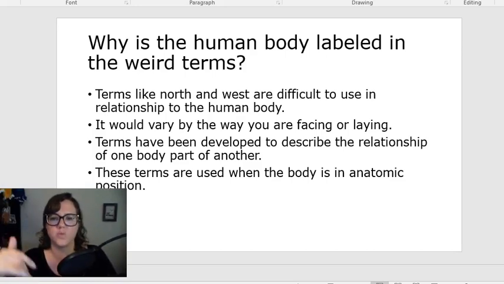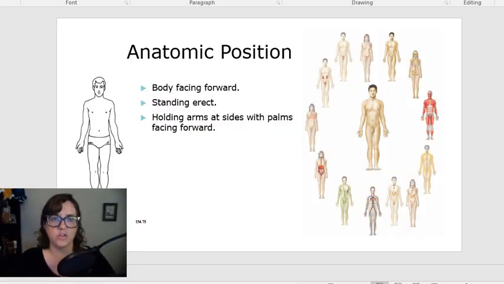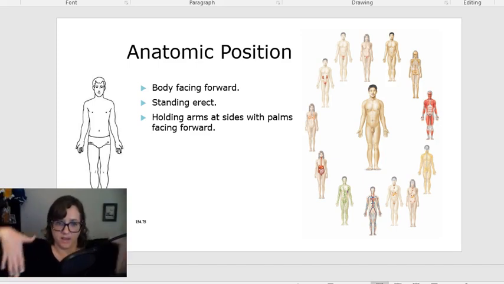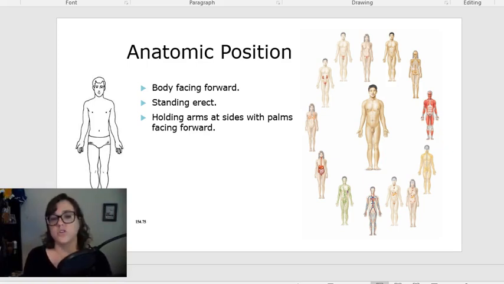One of the things we have to think about is how we develop this language. It all happens when the body is in what's called anatomical position. Anatomical position is when you face forward and stand erect. You hold your arms at your side with your palms facing forward. That's not a natural feeling position. When you stand naturally at neutral, your thumbs want to move in towards the body. But the anatomical position is where you move those thumbs away, or laterally.